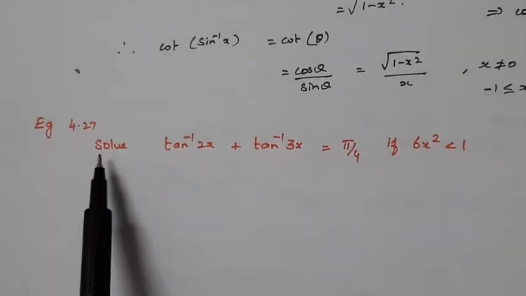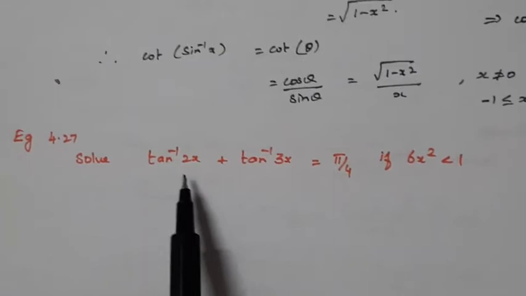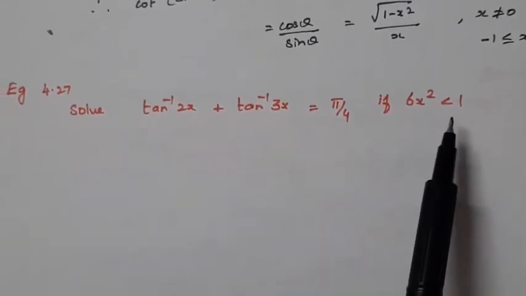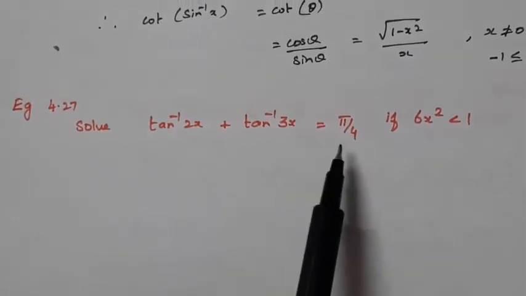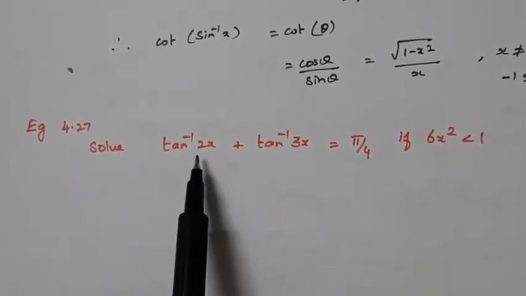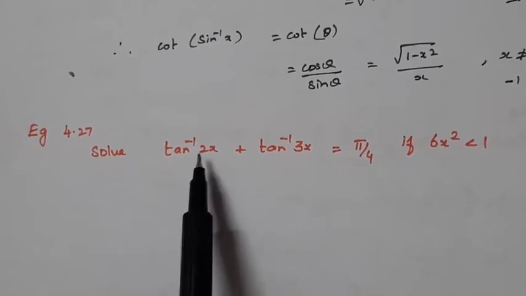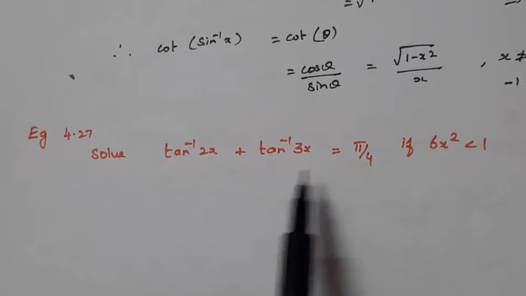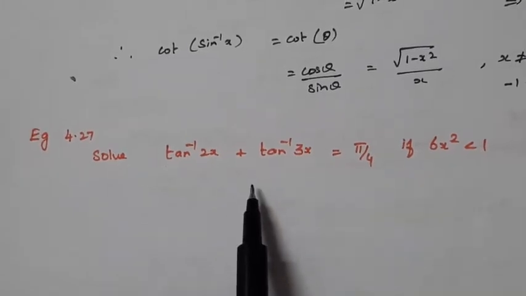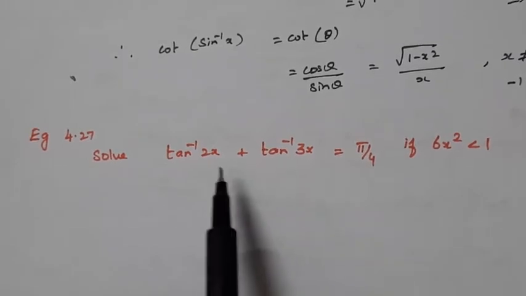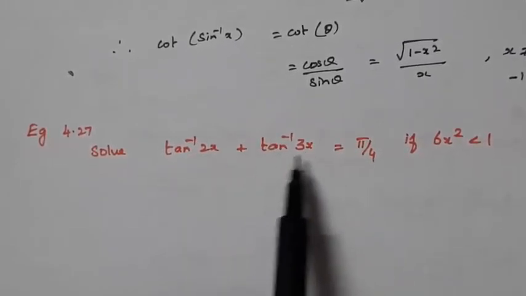Then example 4.27. Solve tan inverse of 2x plus tan inverse of 3x is equal to pi by 4 if 6x squared is less than 1. This problem is very simple to work out, because there is a formula for tan inverse of x plus tan inverse of y. So, apply the right hand side of the formula, equate it to pi by 4 and get the value of x. Here we are directly going to apply the property.